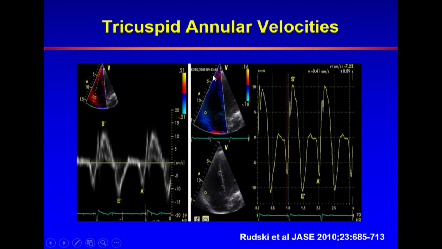Nobody uses color-coded tissue Doppler, but I put it here to make you aware that this is a mean velocity, so usually 20 to 30% lower than one you get by pulse wave spectral Doppler.